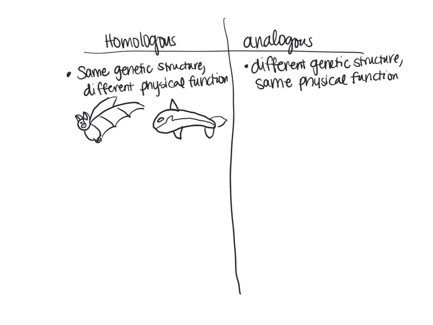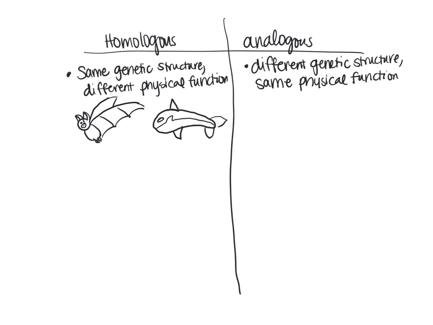But the physical function, because of the environment that these organisms live in, have put stress on the structure to favor whatever physical environment that there is. So in this case, for bats, it is flying. And for whales, it is helping them steer through the dense waters. So homologous structures have the same genetic structure, but they have different physical function.